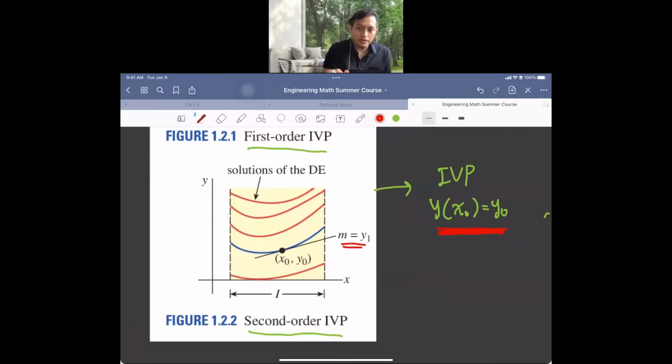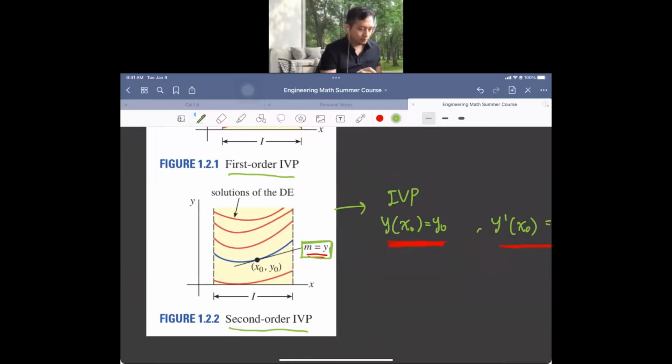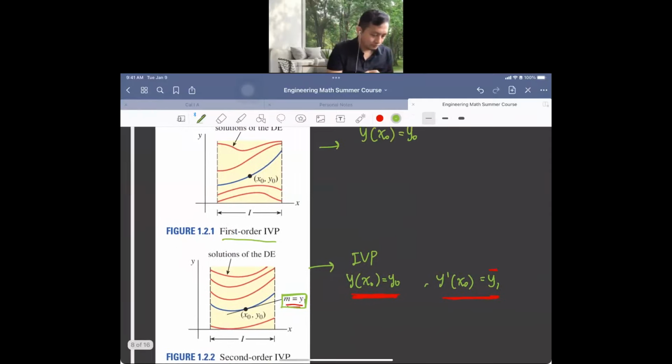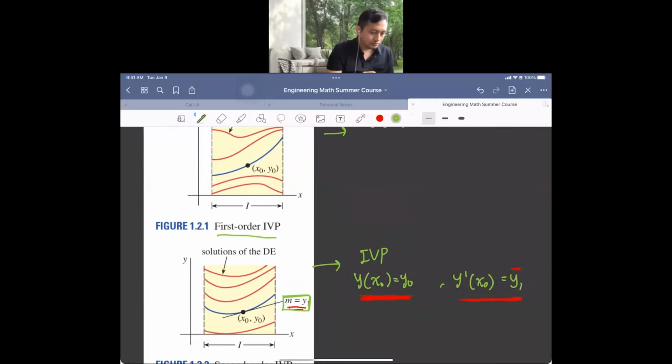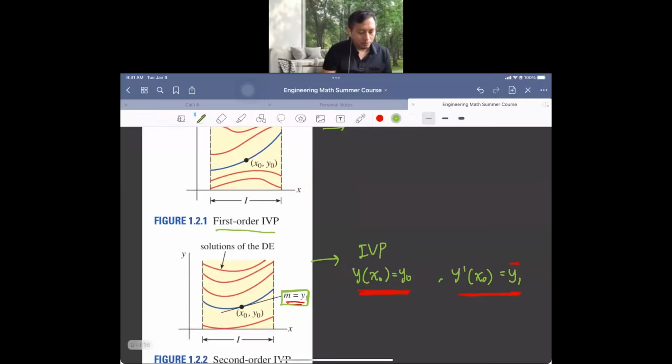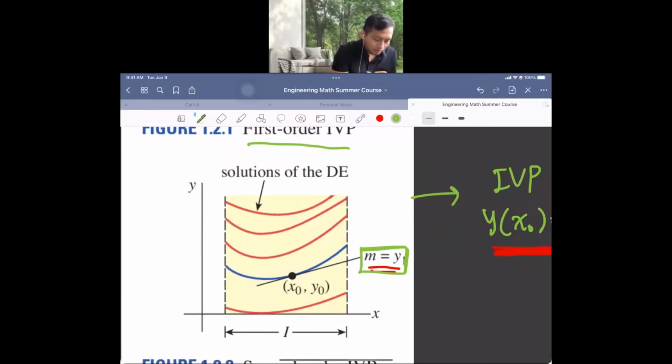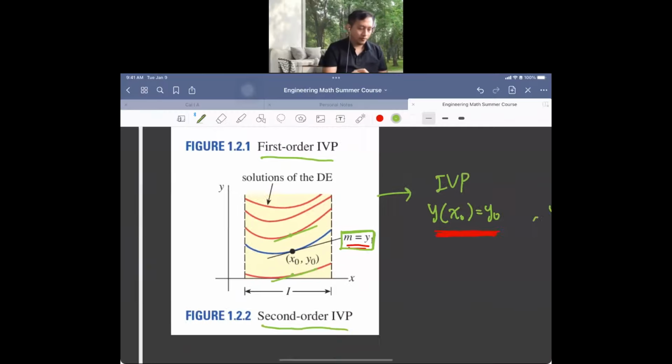So we not only want to find the solution for the differential equation, we need to find the solution for the slope. Okay, so we need to make sure that it passes through the slope. So for example, we need to make sure that it has the same slope as y1. So if we move along the point, we need to make sure that all the points have the same slope.